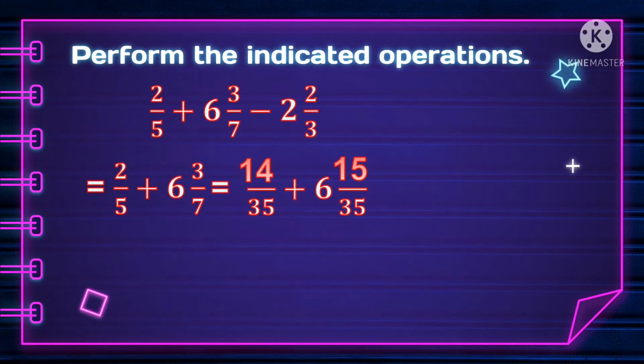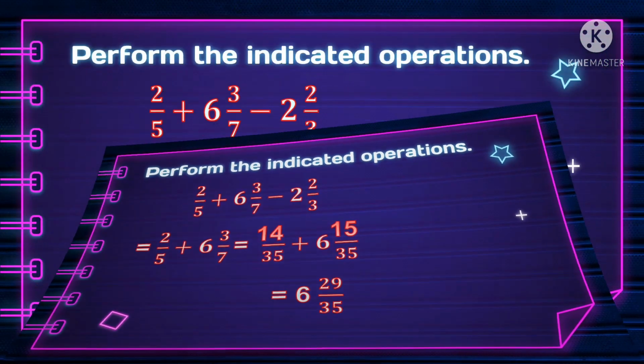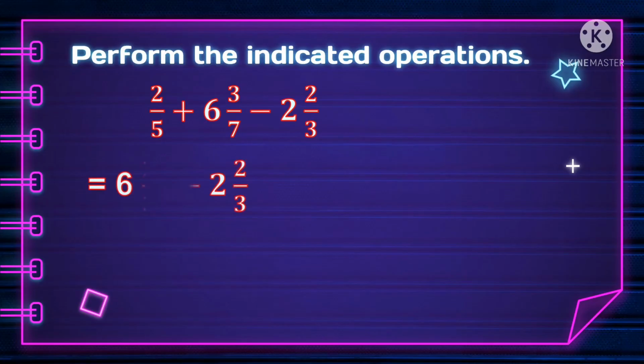So, ang whole number ay 6. So, we have 6. Then, add the numerators, 14 plus 15, so we have 29, and copy the same denominator, that is 35. So, the answer is 6 and 29 over 35. So, para lang yan doon sa 2/5 plus 6 and 3, 7. So, i-continue naman natin yung pag-minus dito sa 2 and 2/3. Okay, so let's continue the process. 6 and 29 over 35, yung ating nakuhang sagot dito sa 2/5 plus 6 and 3, 7. Minusan natin siya ng 2 and 2/3.